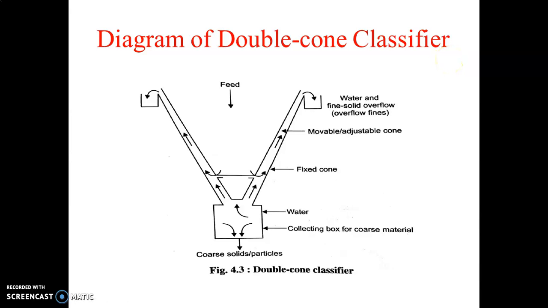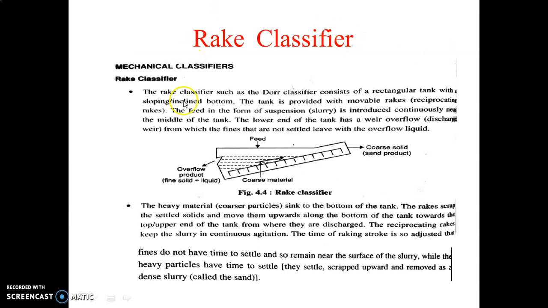Then we will move to another classifier. These are the mechanical classifiers. The first classifier is called a rake classifier, sometimes also known as the door classifier. It consists of a rectangular tank with a sloping incline. The tank is provided with movable rakes. This part is called the rake.